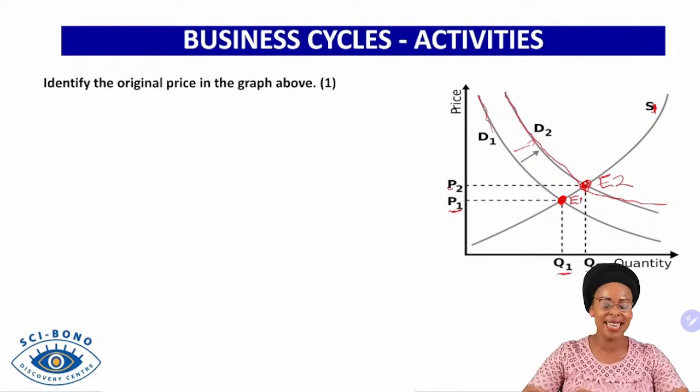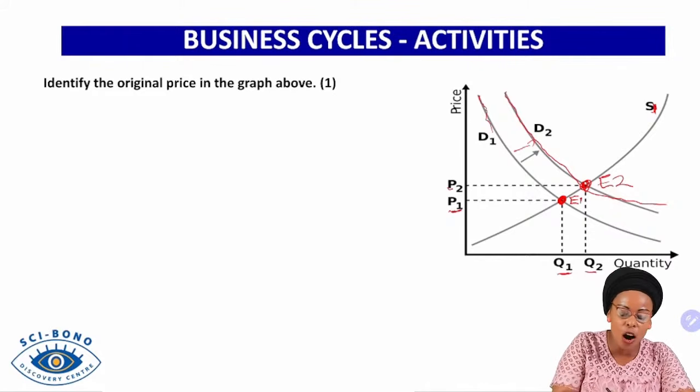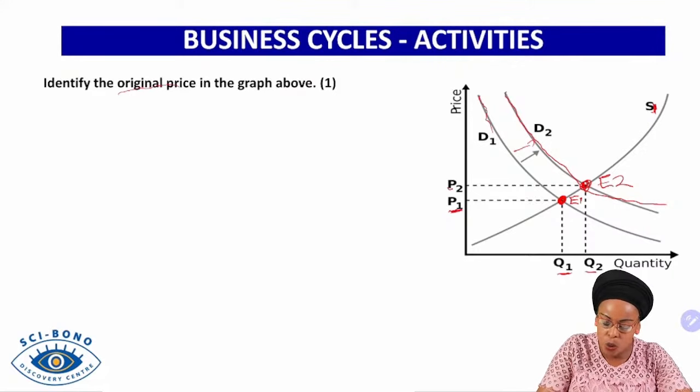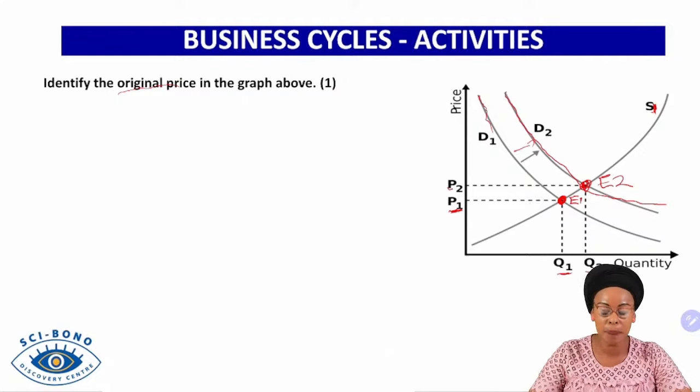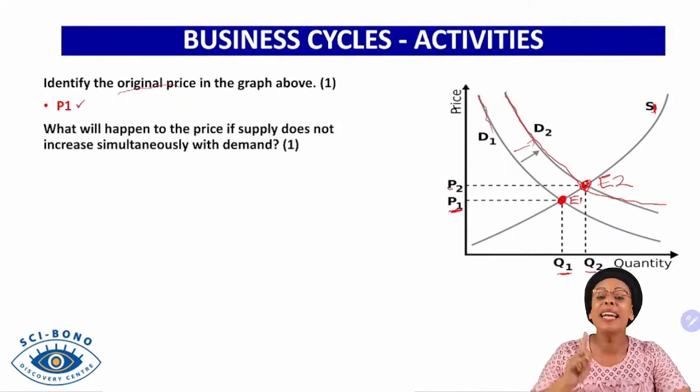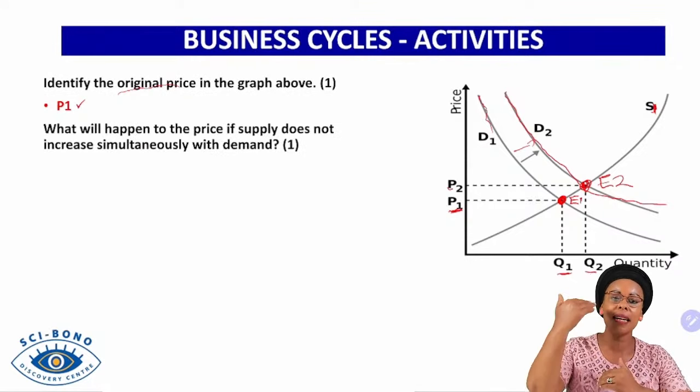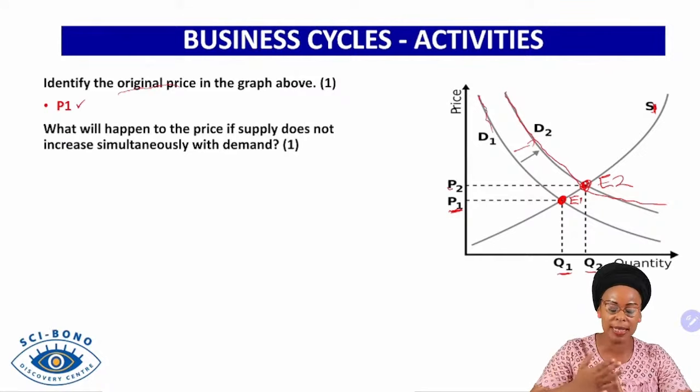So the question says identify the original price. P1 will be our original price. 1 mark for that. Remember, I said it starts with easy questions. So this is easy. 1 mark for it.